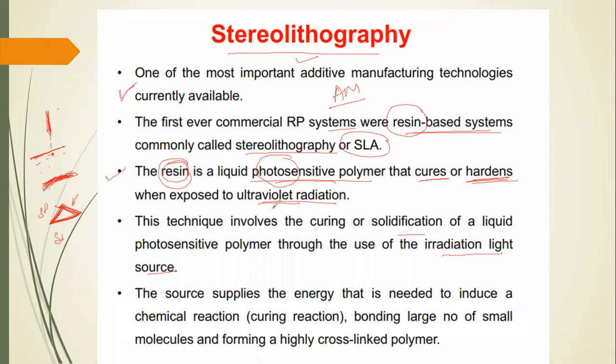So here we are using an ultraviolet radiation method. Radiation is used in this method. The source supplies the energy that is needed to induce the chemical reaction. Why is radiation needed? This is a photosensitive liquid, the resin, which is in the form of a liquid.